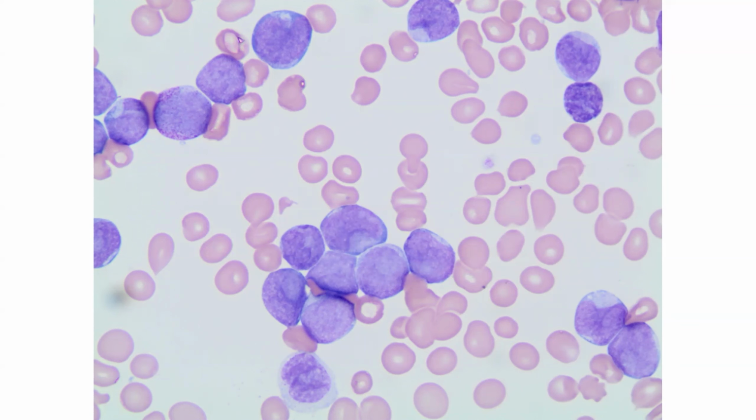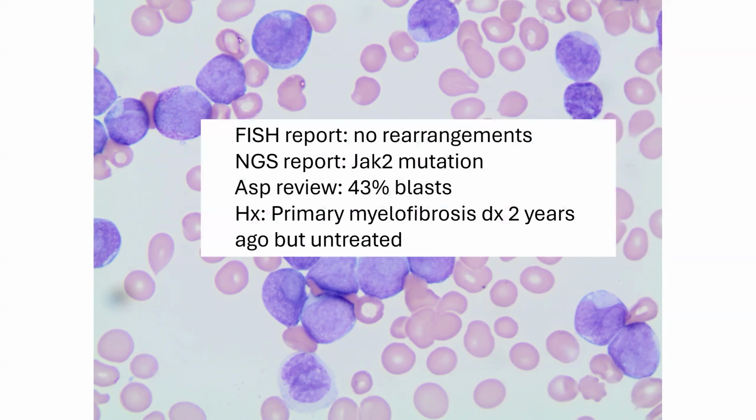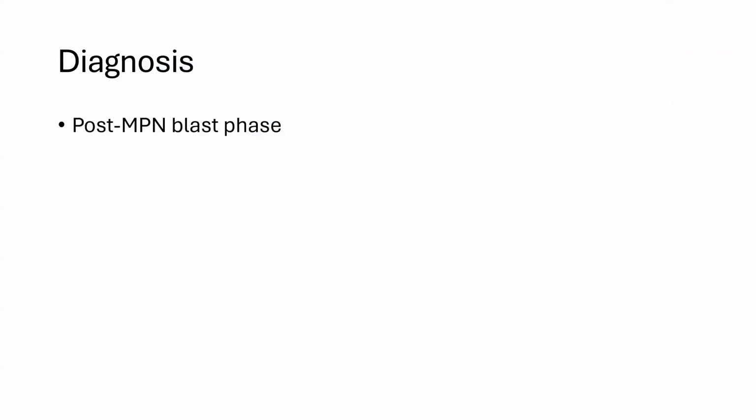Final case, similar morphologic features, but again, we look to the FISH and history. FISH report shows no rearrangement. Our NGS shows a JAK2 mutation, not a rearrangement. Again, there are increased myeloid blasts, but in this case, there was a history of primary myelofibrosis that was left untreated. So this is most likely a post-myeloproliferative neoplasm blast phase, or post-primary myelofibrosis blast phase to be more specific.